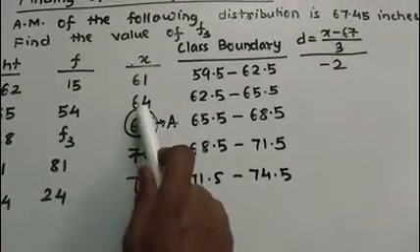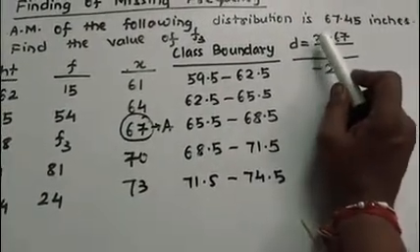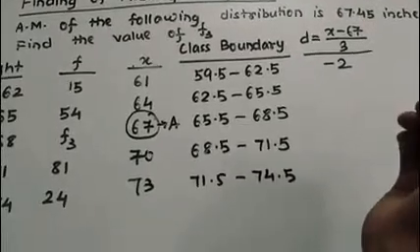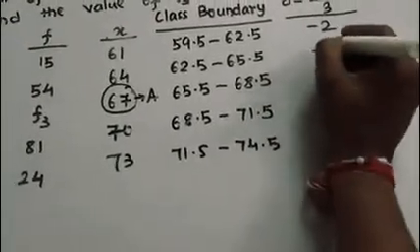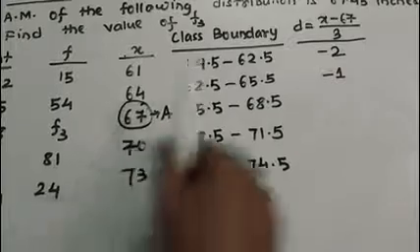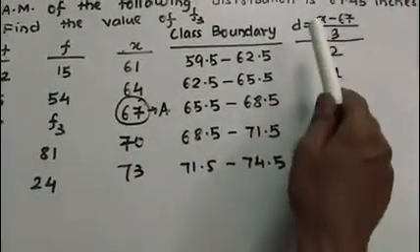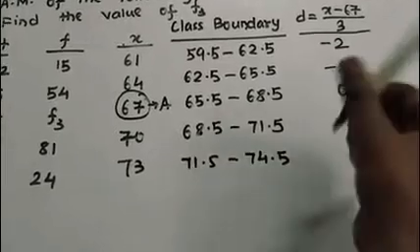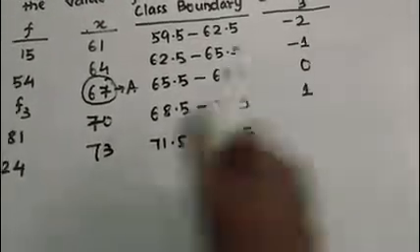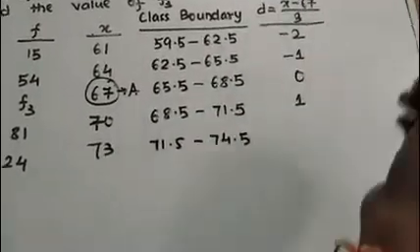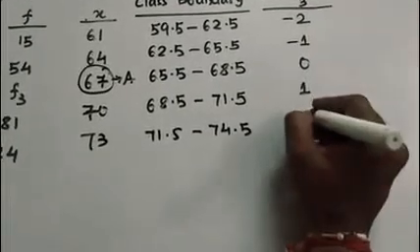Now for the 64, putting here in the place of x, 64 minus 67, that is minus 3, divided by 3, that gives us 1. 67, putting here, 67 minus 67, 0. 70 minus 67, 3 divided by 3, that gives us 1. And finally 73 minus 67, 6 divided by 3, that gives us 2.